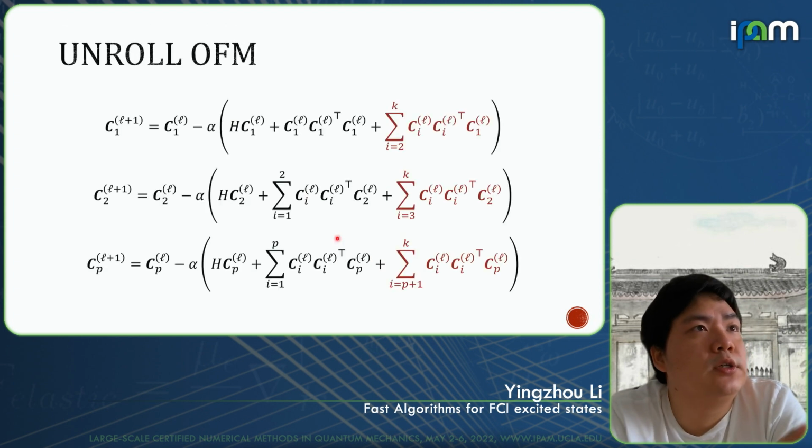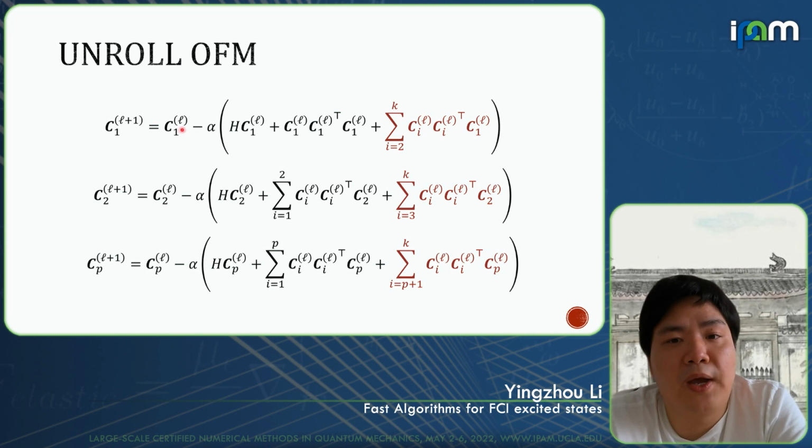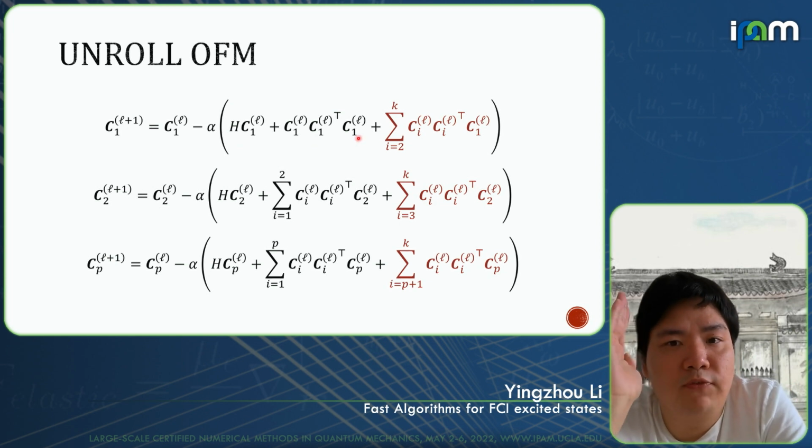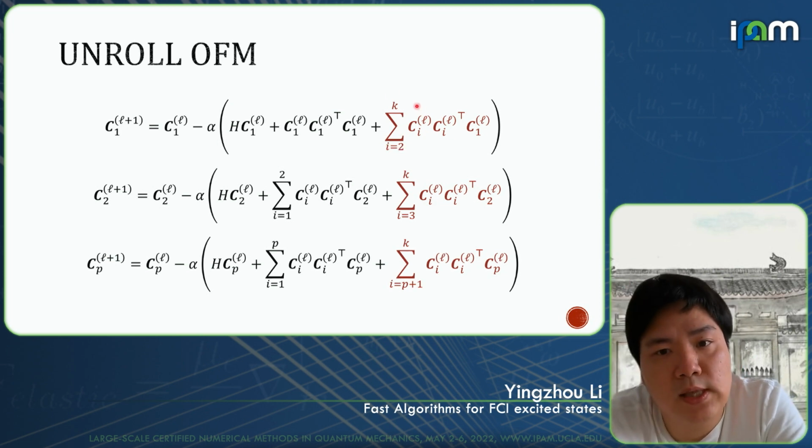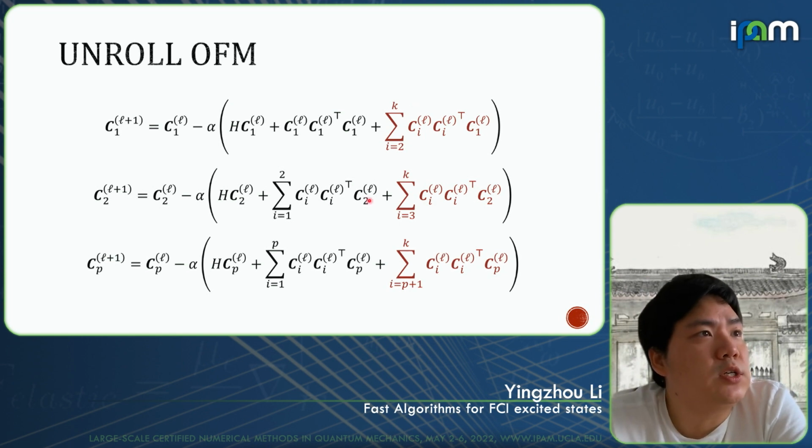Let's unroll it and take a look at this update column by column. For the first column, C1 equals C1 minus alpha times the first part times the second part. If we look at the first part, this is the gradient of a single column objective. The later part, from 2 to k, is actually mixing all these columns together. Similar for the rest.